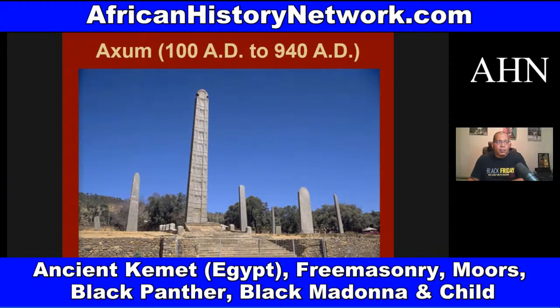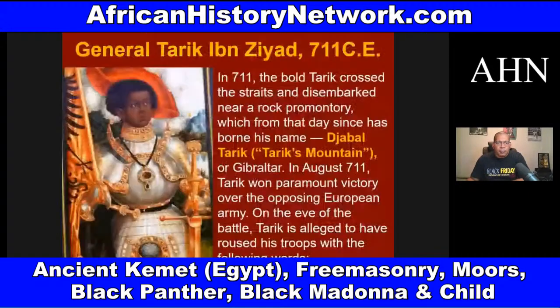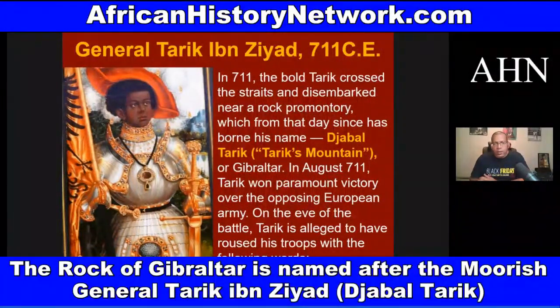And then we look at the Moors, and the Moors going into the Iberian Peninsula and settling in 711 AD and settling in Al-Andalus. Okay, and they're going through Morocco. And we know that in 711, General Tariq ibn Ziyad, where he lands, they call that Jebel Tariq, or Tariq's mountain, and we call it Gibraltar. Gibraltar, or the Rock of Gibraltar. Gibraltar comes from Jebel Tariq, Tariq's mountain.